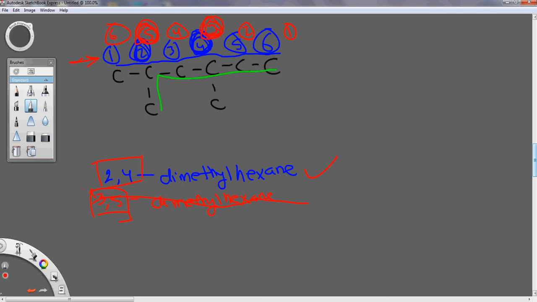So what about the one in the yellow-green? Same deal. You just want to count from left to right because that's what gives the branches the smaller numbers. So, yep, 2, 2, 4 dimethylhexane.